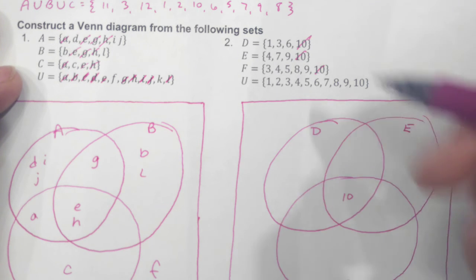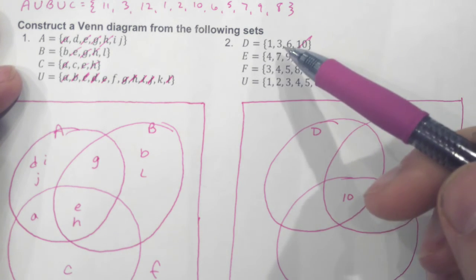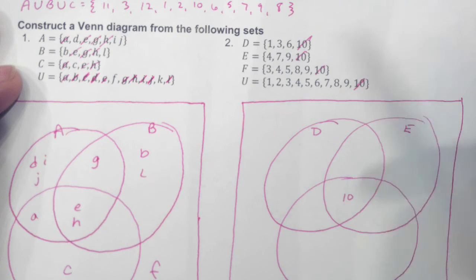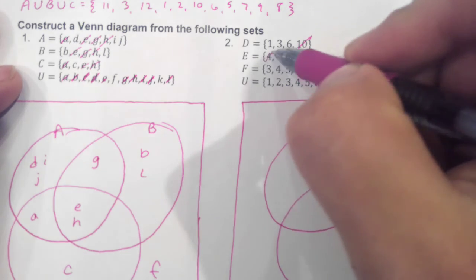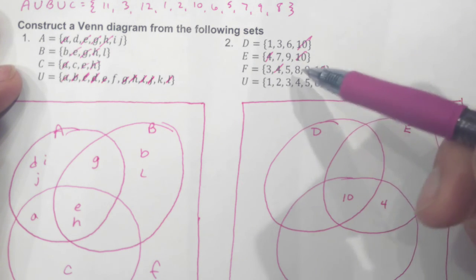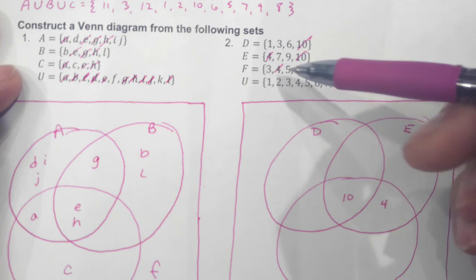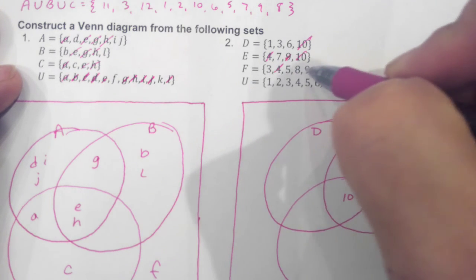So let's do what's in common with D and E. In D and E, nothing is in common. How about E and F? There's a 4 in both of those lists. So 4 goes in between E and F. Oh, and 9 is in E and F.